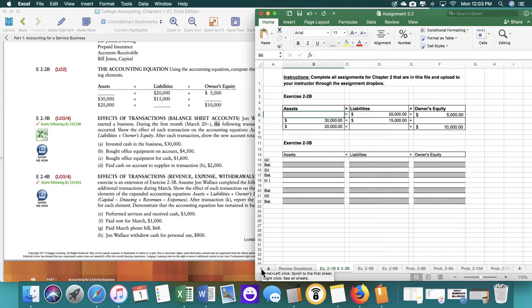So let's get started. Since you have the A problems this week, I'm going to show you the B problems. So for exercise 2-2, you're given the accounting equation, which if you've read the chapter or if you have some experience with accounting, you'll know assets equals liabilities plus owner's equity. Owner's equity is capital, revenue, and expenses.